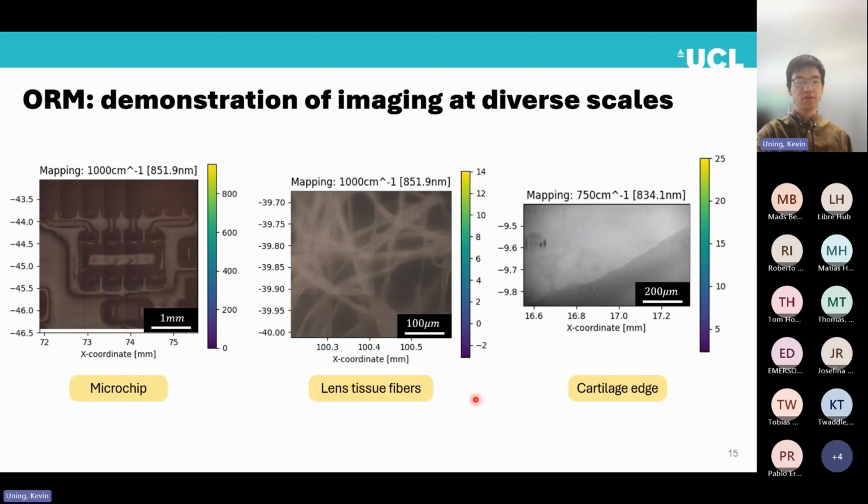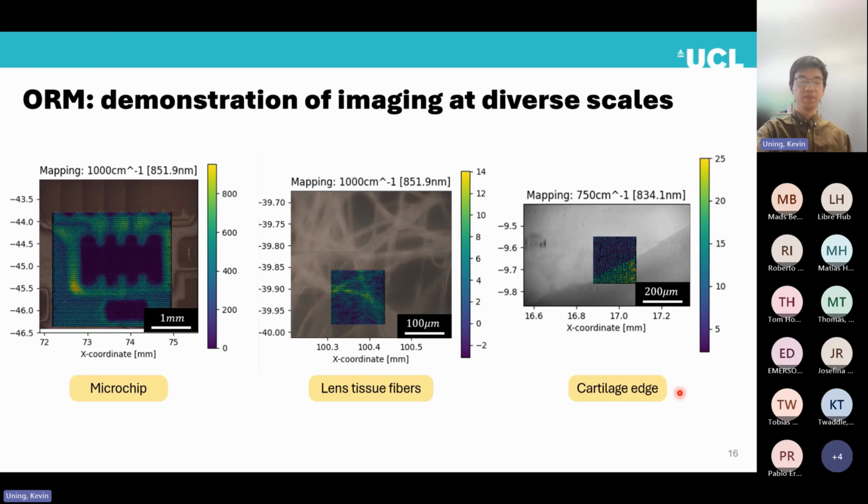Okay, so finally, I would like to just show you a little bit of the ORM demonstration of imaging at varying different scales. Here we have the imaging of a microchip, a lens, tissue fibers, and cartilage edge, and showing you the Raman mapping. Here we have technically this is fluorescent for the left side, but we can see that it is able to accurately represent and replicate the features that we see over here.